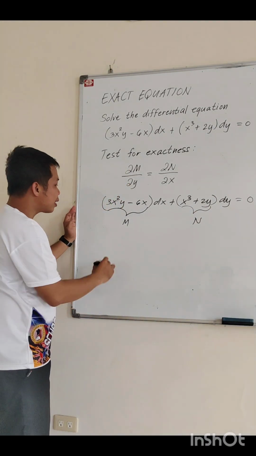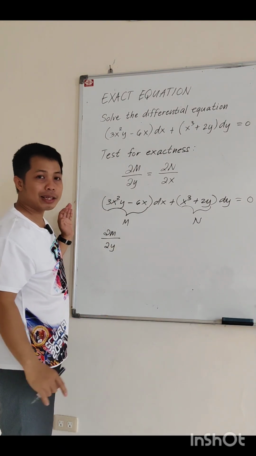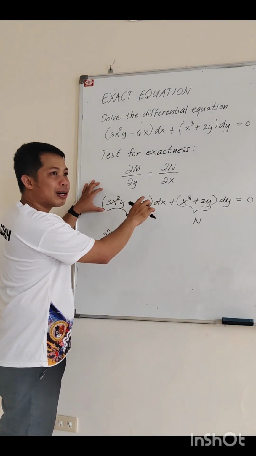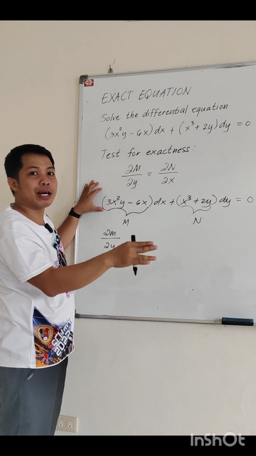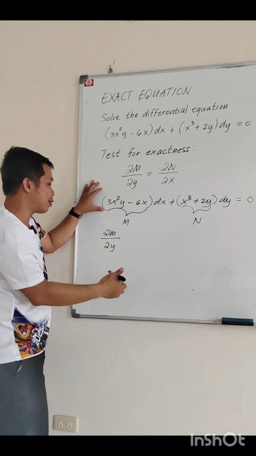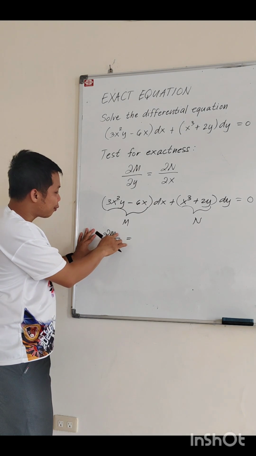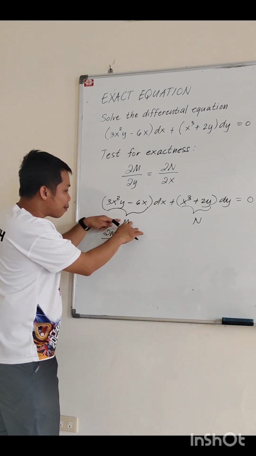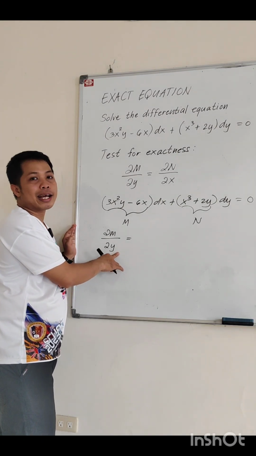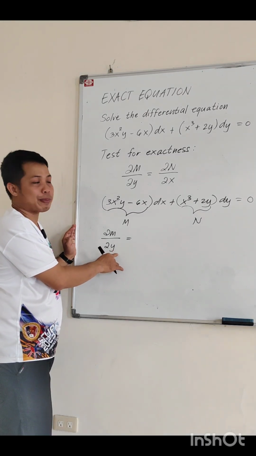Okay? So, what is the partial derivative of M with respect to y? So, bakit tayo magpa-partial derivative? Kasi, yung function natin dito ay combination ng x and y. So, we have variables here, x and y. Kaya, magpa-partial derivative tayo. So, what is the partial of M with respect to y? So, please take note, we are differentiating the function M with respect to y. Sa madaling salita, yung variable natin na x is treated as a constant. Okay? Kasi we are differentiating with respect to y.